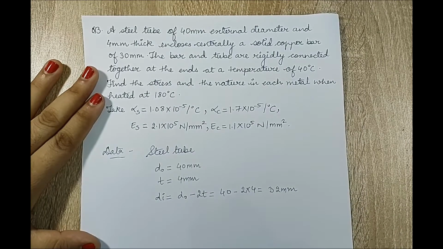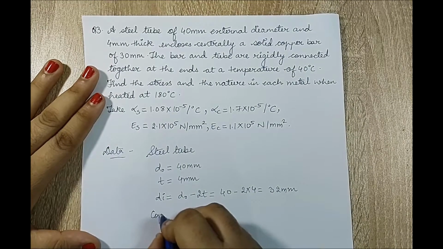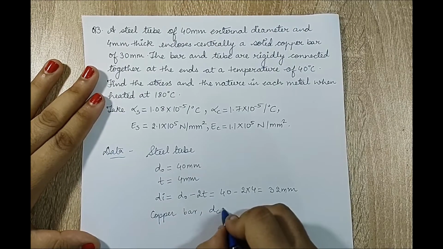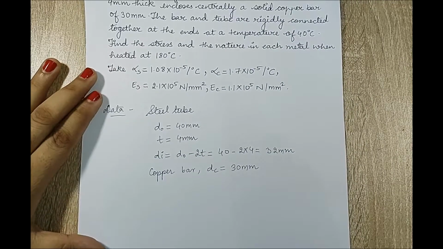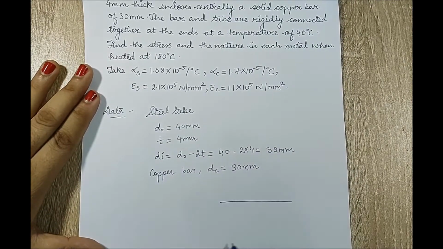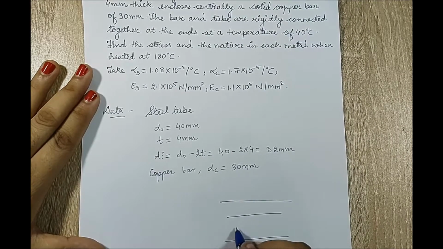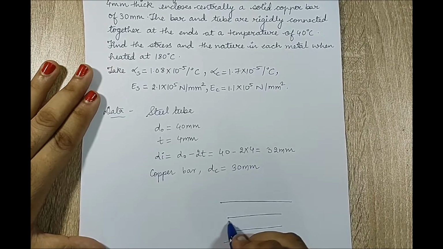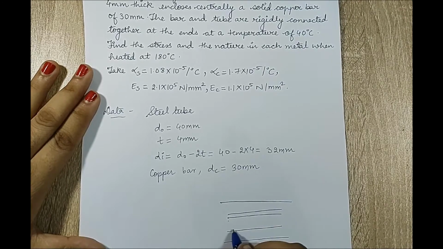Encloses centrally a solid copper bar of 30 mm. So obviously the diameter of the copper bar is given. So for the copper bar, the diameter is given to me as 30 mm. So if I draw the diagram, it is something like this. There is a steel tube, external diameter, internal diameter, and also there is a copper bar inside of 30. So I'll just draw like this here.